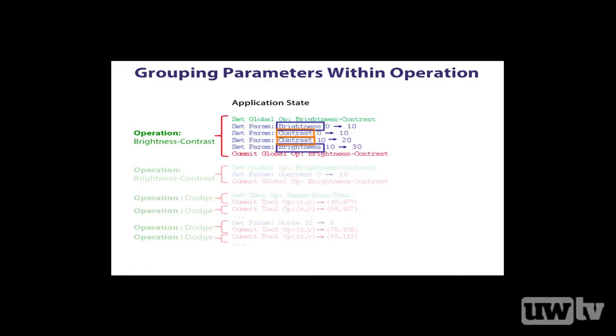And so we use program analysis techniques to determine how to do the grouping. So in this case, we find that the grouping is absolute, meaning that we should discard the intermediary settings of the parameters and simply maintain the last value of the parameter.